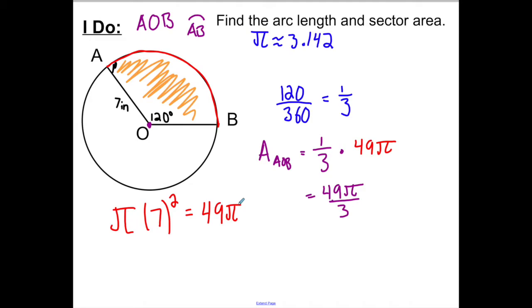Now I'm going to plug in 3.142 for pi to get an approximate answer. So I'm going to do 49 times 3.142 divided by 3, and round to the nearest hundredth. It's approximately 51.32. Remember the units, because I gave you units, you'd report inches squared, or you could write SQIN. I would take that as well. So that's our area.